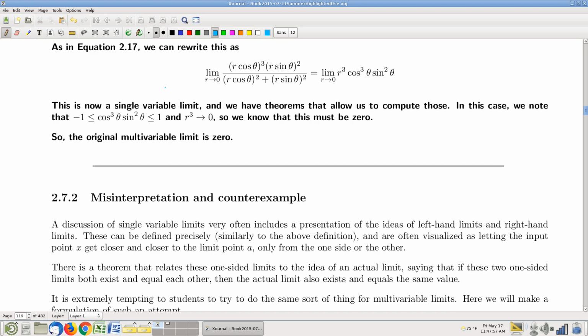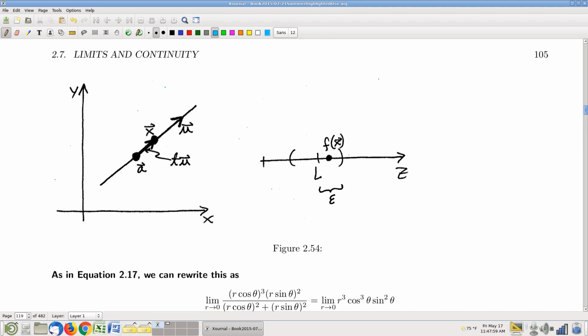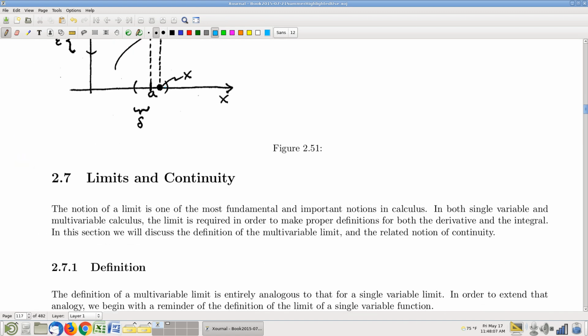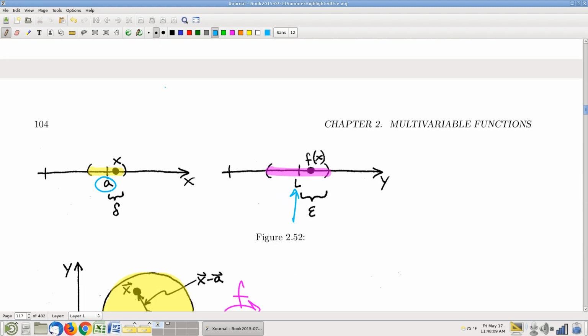Okay. So here is a mistaken impression. Let's go back to single variable limits for a second. Let's look at this picture because it's analogous.